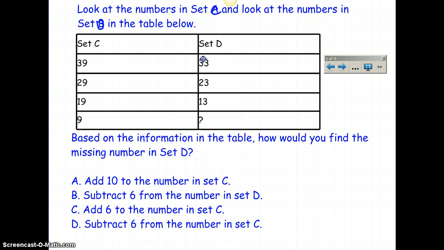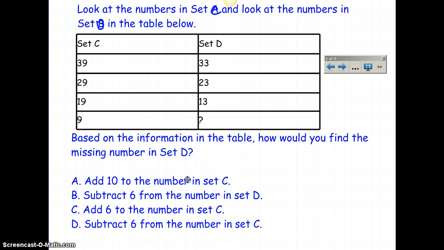So I've got to see what the relationship is. Is there any relationship between these numbers? 33, 23, 13. Okay, I kind of see that maybe these are adding 10. 39, 29, 19, 9. Okay, so there's a pattern of 10 right here. So I'm going to look at my choices.